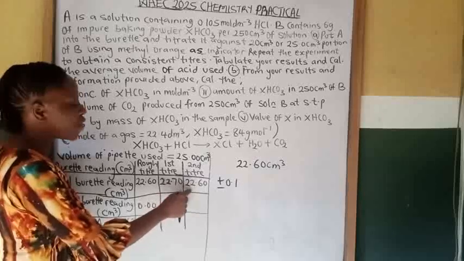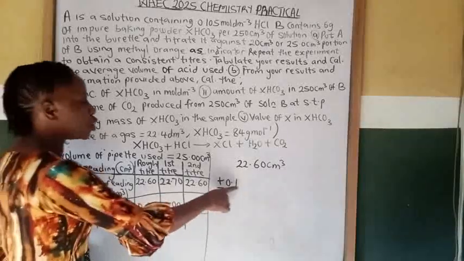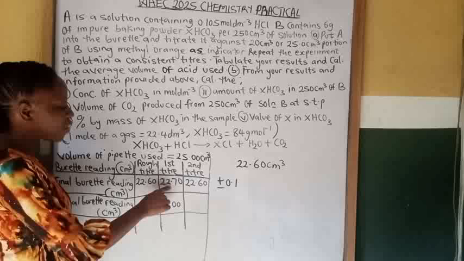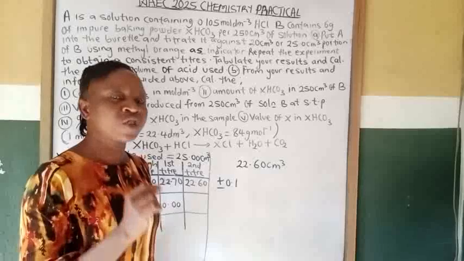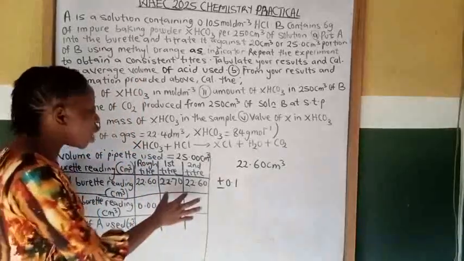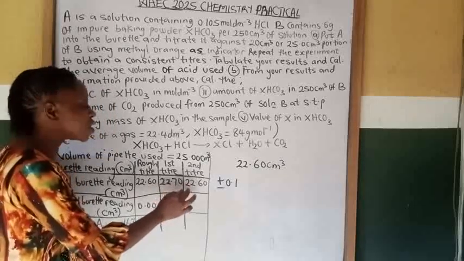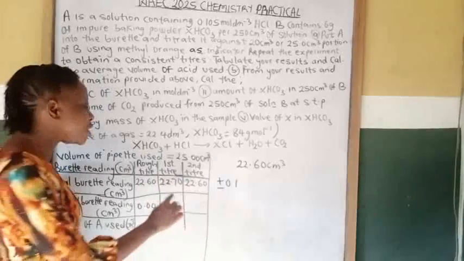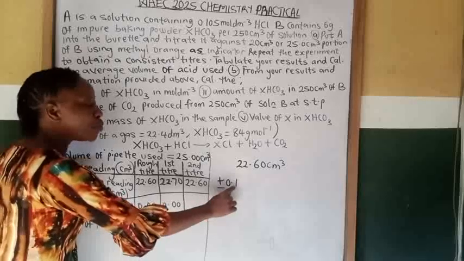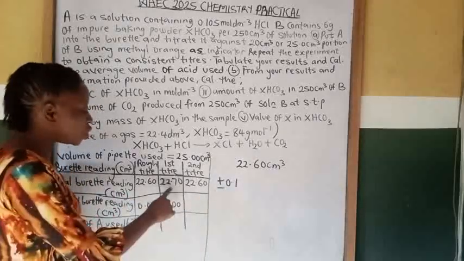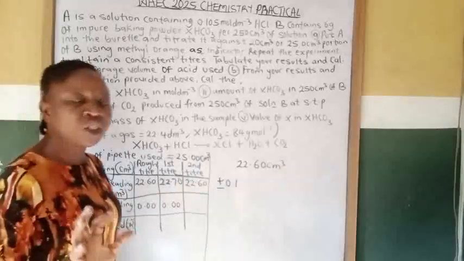It must be concordant. So the difference between the first titer value and the second titer value must not exceed 0.1. The rough titer value will not be included in the calculation. So I need my first titer and the second titer. The difference between them must not exceed 0.1. So 22.70 and 22.60 have a difference of 0.1, which is okay.